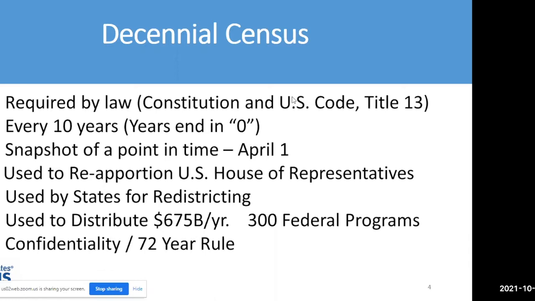We know that it's used to reapportion the House, but the states also use it for redistricting state legislative districts, state senatorial districts as well. And the federal government uses it to help distribute $675 billion a year through 300 different federal programs.